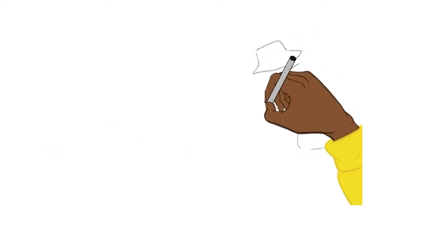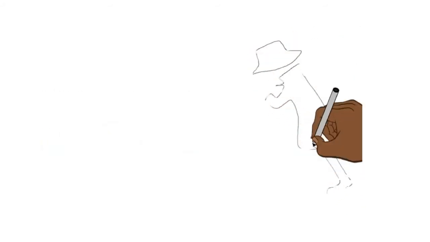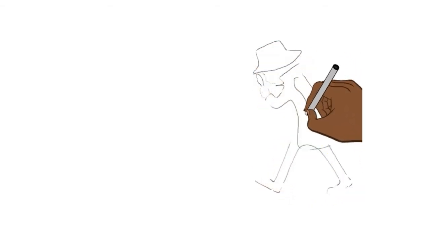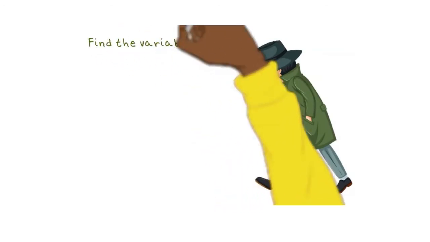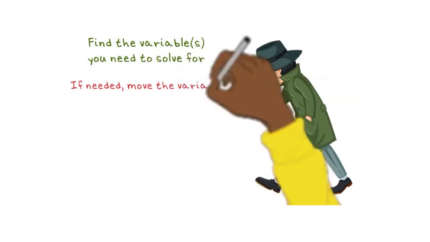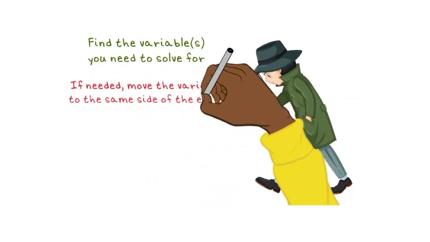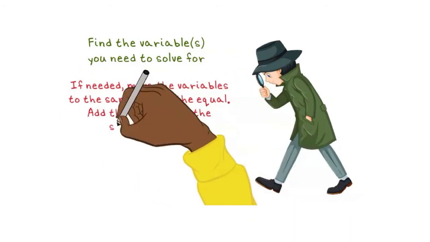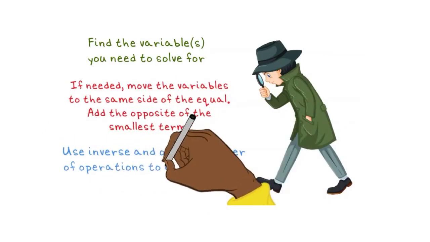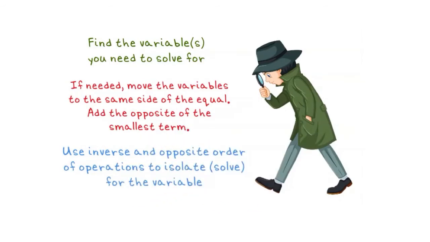Whenever you're solving an equation, you will always put on your detective hat. You want to analyze the problem before you can solve for anything. In this case, we're going to add a few new steps. We need to find the variables you need to solve for. If needed, move the variables to the same side of the equal by adding the opposite of the smallest term. Use inverse and opposite order of operations to isolate or solve for the variable, and proceed with all of the steps that we also learned in the last lesson.